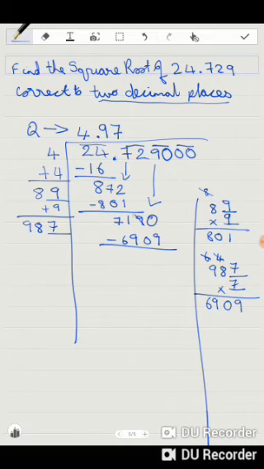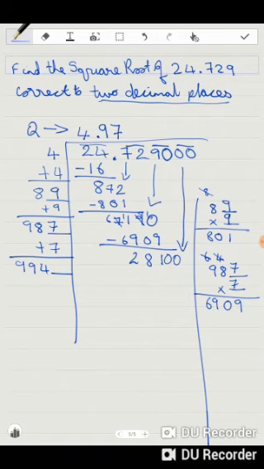So I'll make this 8. This becomes 10. Remainder 1. 8. This becomes 6. I make this 11. 11 minus 9 is 2. I add 7 to it. So I get 994. Leave a blank. Now I bring down my last pair of digits.